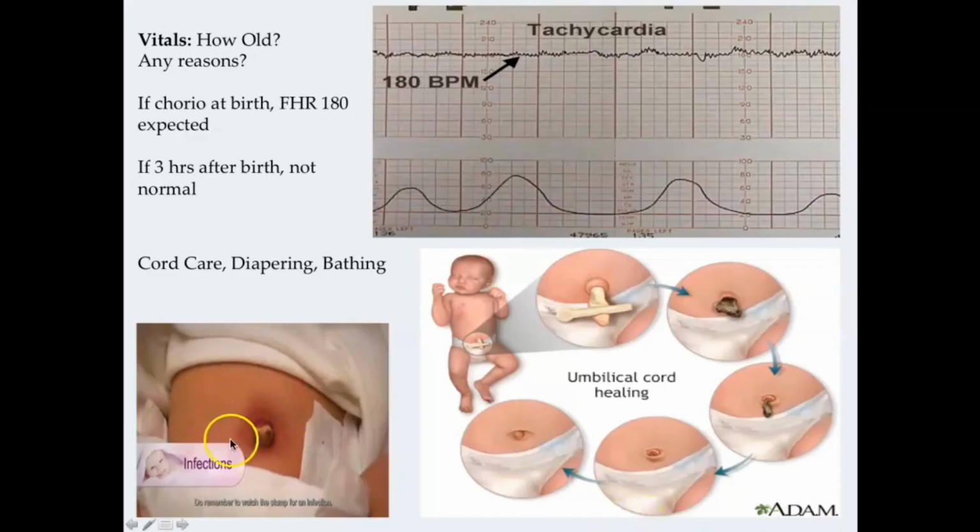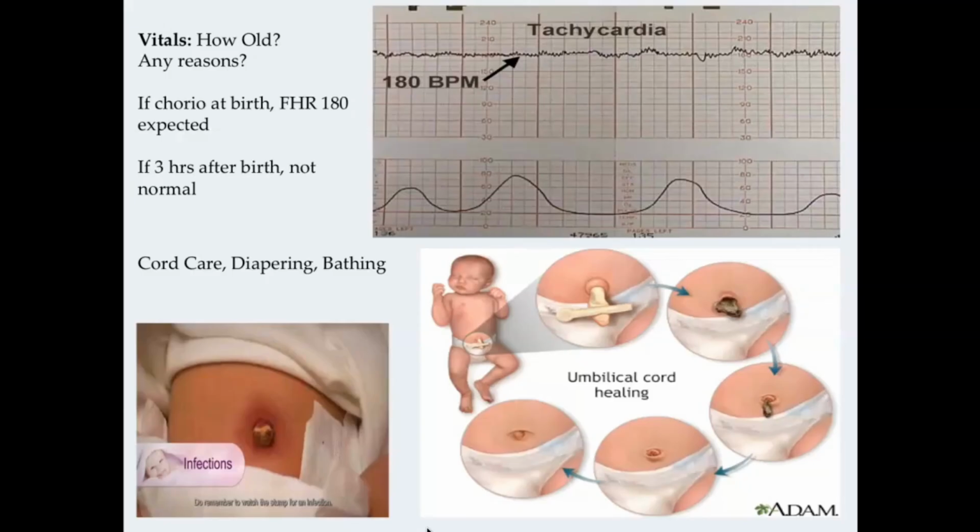This down here with the redness around it indicates there may even be some discharge coming from the umbilical cord, an infection. And so those are things you would want to also educate your parents on to look for. And they would want to call the pediatrician. Or if you notice this while the newborn was still hospitalized, you would want to call the pediatrician.